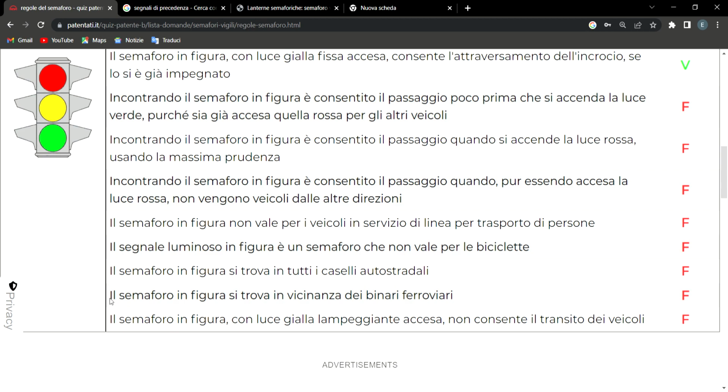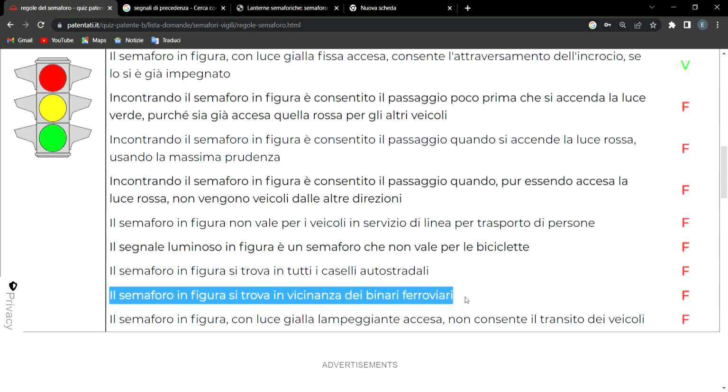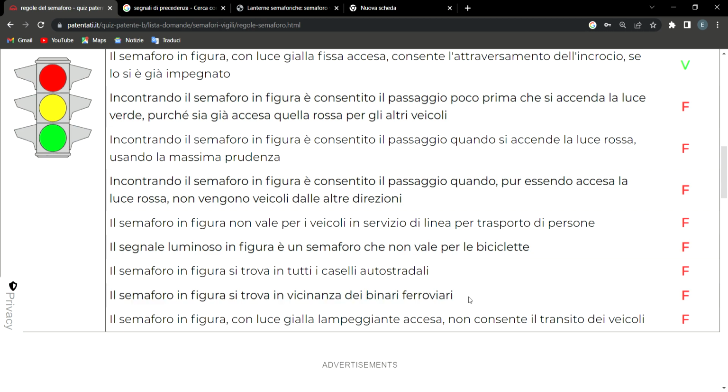So another one again says, "il semaforo in figura si trova in vicinanza del binario ferroviario." So it simply says that this very traffic light is found close to where the train track is. So it's faster. This very traffic light is found in a junction where there is transit of vehicles, not where the train easily transits. That is the reason why this one is faster.